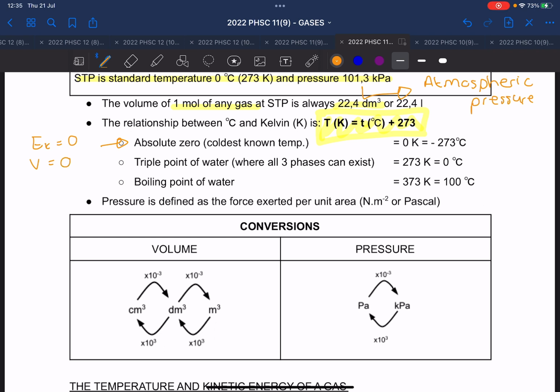If we ever hit that temperature, would we die? Yes. I think everything would die, because if you don't have energy, you can't live. And nothing would have energy. So everything would die. Okay?